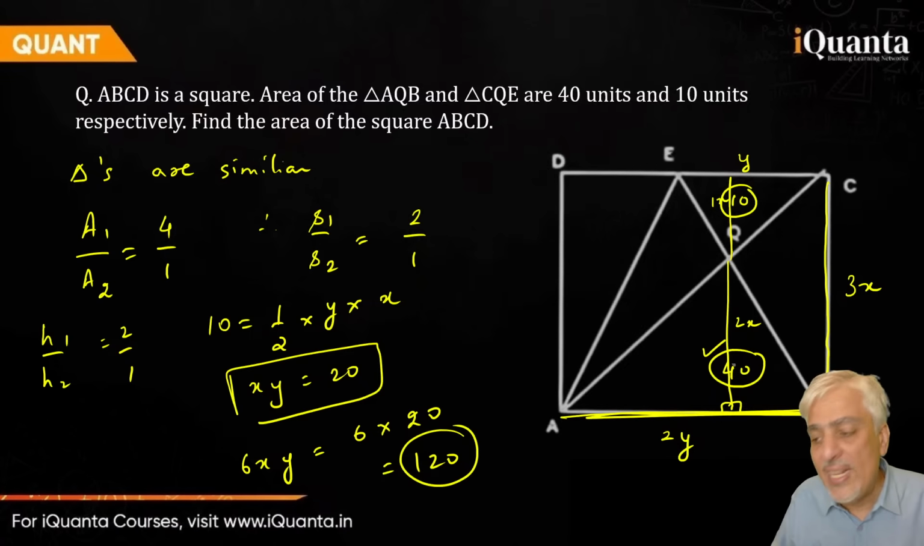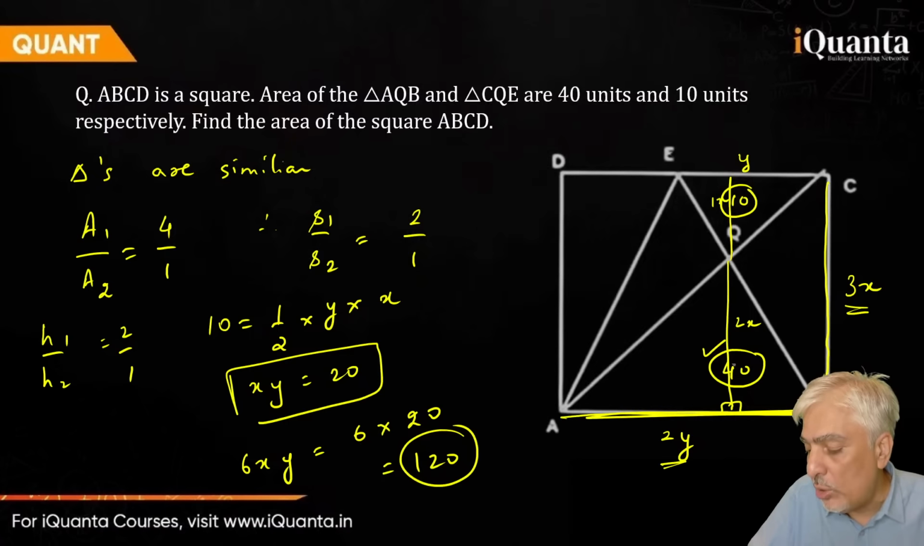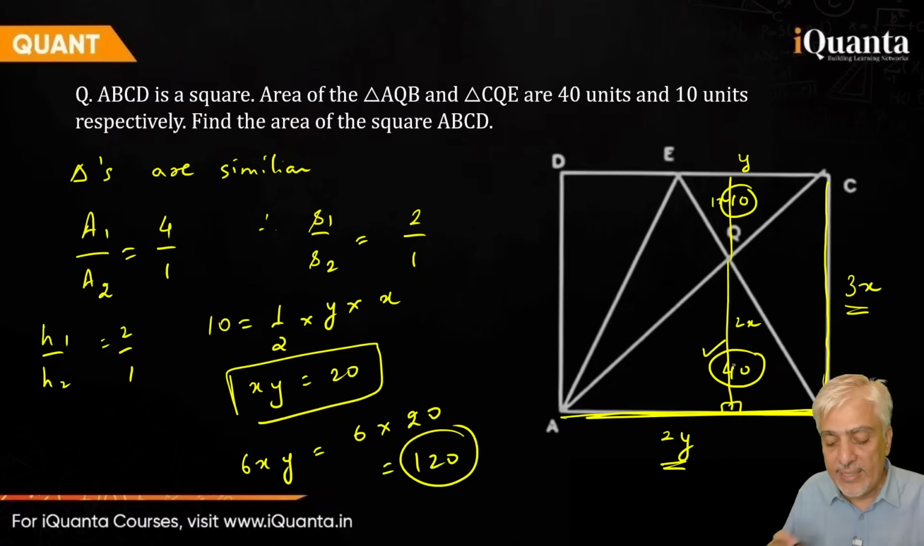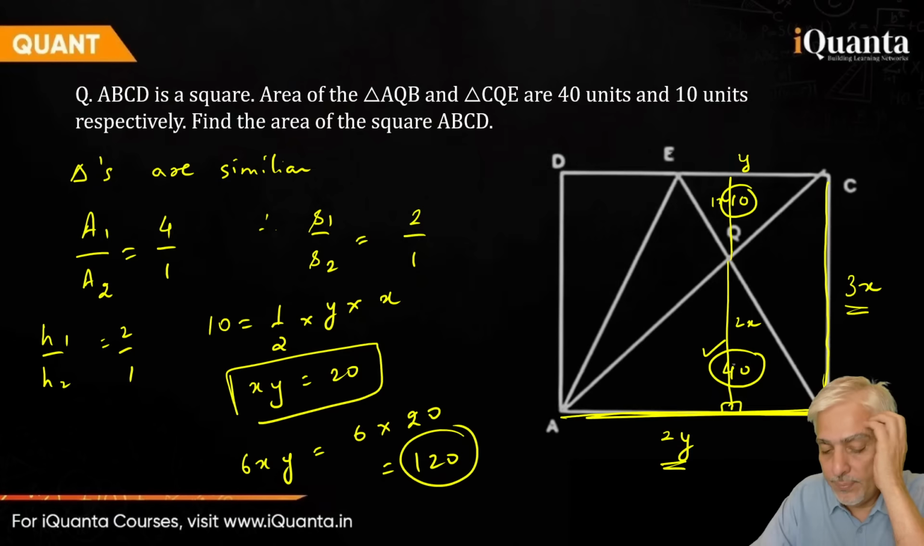A lot of people can waste time saying 3x is equal to 2y, solve it, not needed. You get E is the midpoint and therefore you get 120. E was not given as the midpoint. Remember that, okay? Is everybody clear with this? Then I can move ahead.